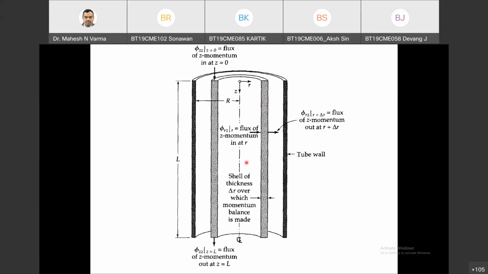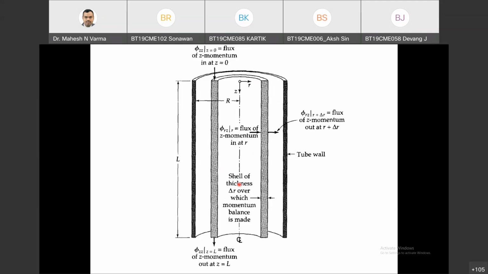So this will be my momentum flux, phi rz. The perpendicular area to this phi rz will be twice pi r into L. For phi zz, the perpendicular surface area will be twice pi r into delta r. So this will be the differential shell, and I can take a balance over this differential shell.